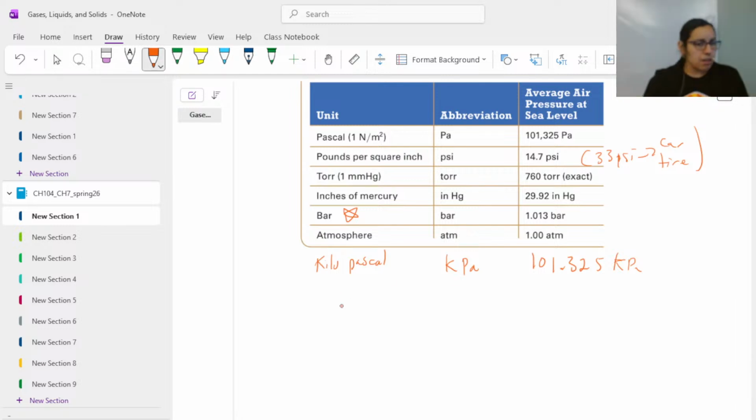All right, let's try a conversion. Let's do our tire pressure. Let's convert 33 PSI and see it in both ATM and torr.